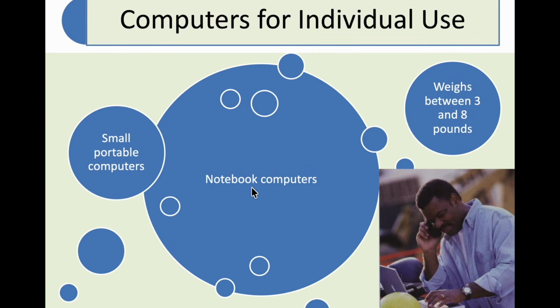You also have notebook computers. Like you can see, people are sitting anywhere and using their small notebook computers. The good thing is that they are small portable computers. You can take them anywhere with you. The reason is that they are lightweight, and the weight of these computers might be between 3 and 8 pounds. The second thing is that you can use these computers without electricity because they have installed batteries. So you can perform different tasks while sitting anywhere.